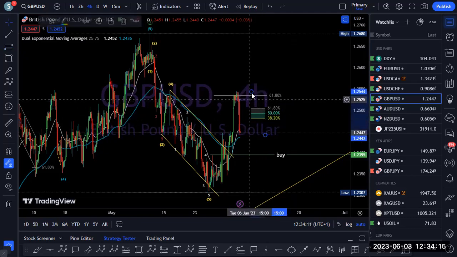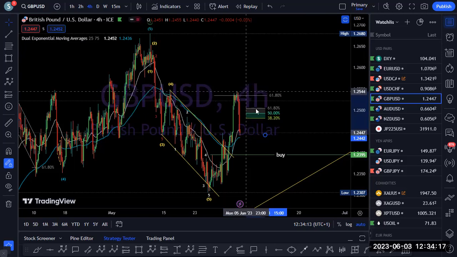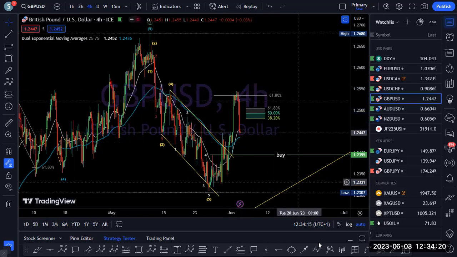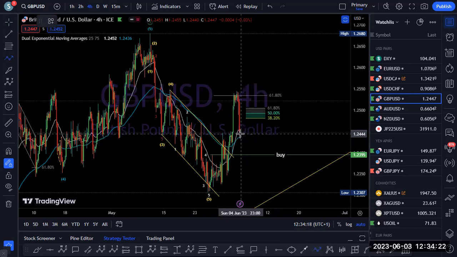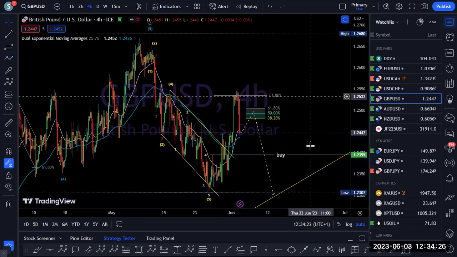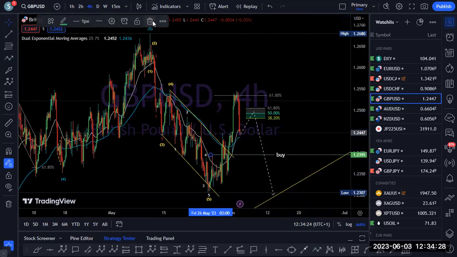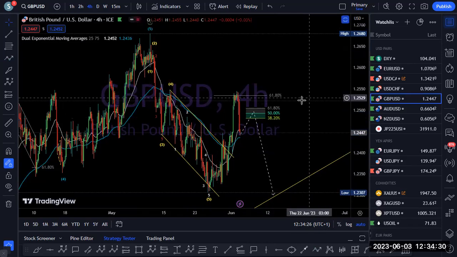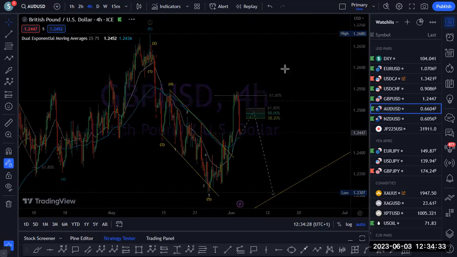set up anywhere from this zone, then it's good to sell. Something like this, a reversal to this zone, then the selling will continue. So this will be off. It has its purpose. Okay, so AUD USD.